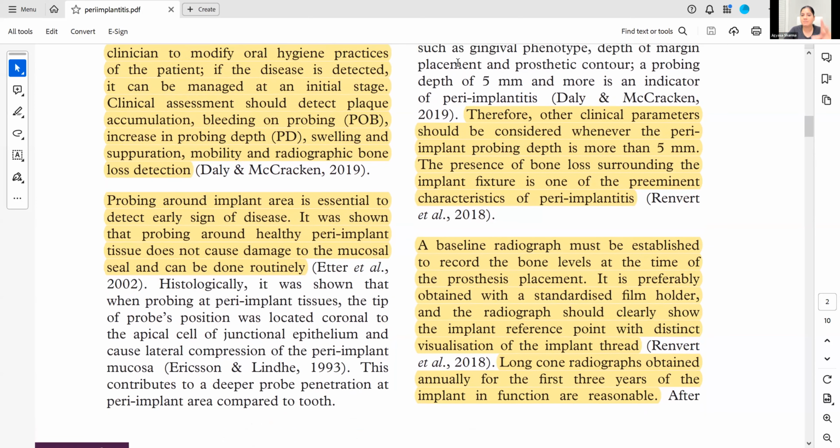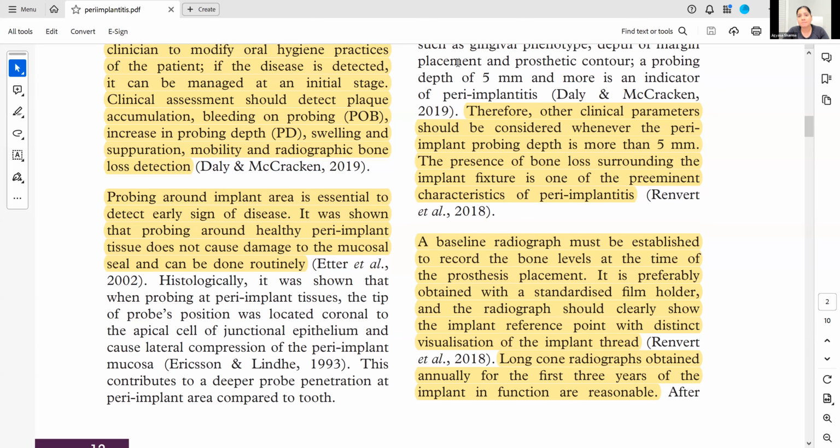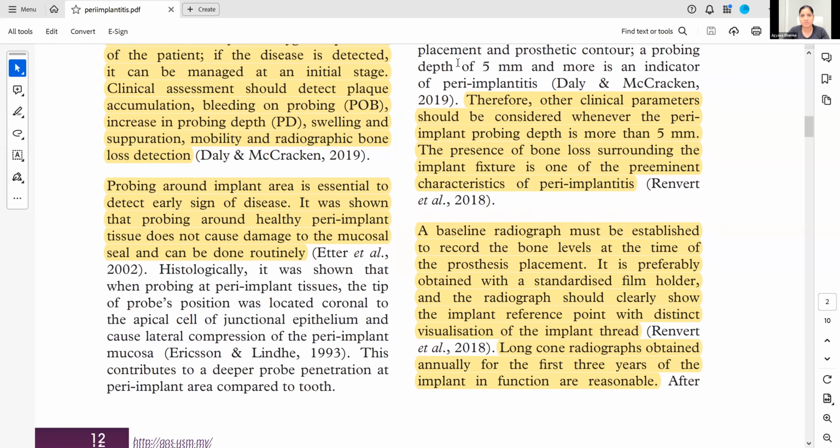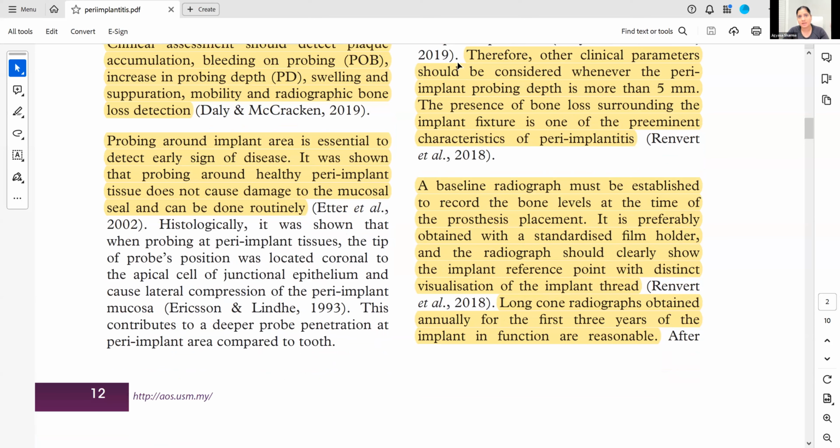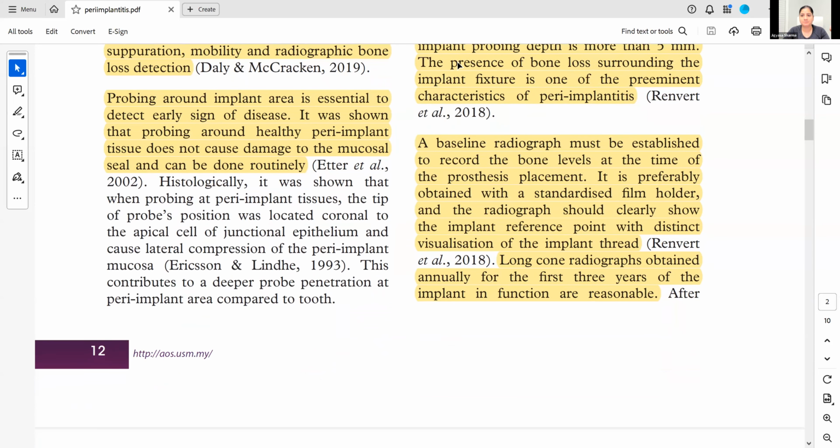Any other clinical parameter should be considered whenever the peri-implant probing depth is more than 5 mm. So if you have a 6 mm probing depth, then you should definitely see that there is bone loss around the fixture, and then it should be accompanied by mucosal involvement. There should be bleeding on probing and suppuration present. So that's why all the baseline records and even follow-up findings that you find on your follow-up appointments should be noted on the records as the patient comes and visits you. Even if they are healthy and normal, put them on the records at every follow-up appointment.